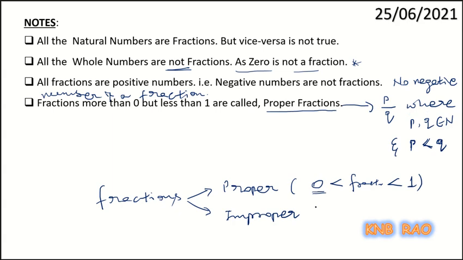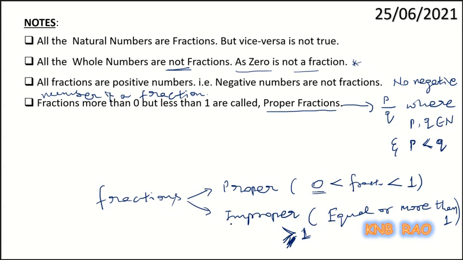Now what is an improper fraction? An improper fraction is a fraction which is more than or equal to 1. How do we say it? An improper fraction is more than or equal to 1. We write it like this, more than or equal to. So 1 is also a fraction, but it is an improper fraction. So 1.1, 1.4, 1.007, all these are improper fractions.